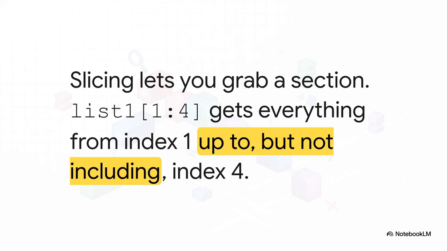Okay, now for one of Leo's coolest powers, slicing. Instead of just grabbing one item at a time, you can grab a whole section, or a slice, of the list. By saying 1:4, what we're really asking for is everything starting from index 1 up to, but not including, index 4. That's a key detail to remember.